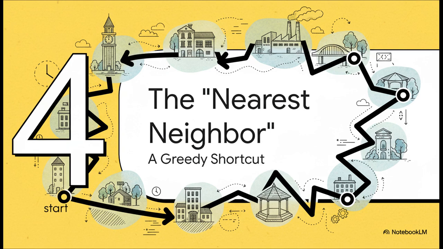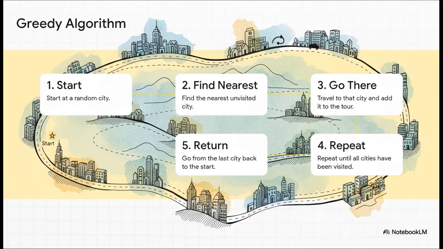Well, let's start with maybe the most intuitive one. It's often called the nearest neighbor or greedy approach. The logic here is dead simple. It's all about making the best possible choice in the moment, without worrying about the future. You just start somewhere, find the closest city you haven't been to yet, and go there. Then you just do it again and again until you've hit all the cities. It's greedy because it always takes the best immediate reward.